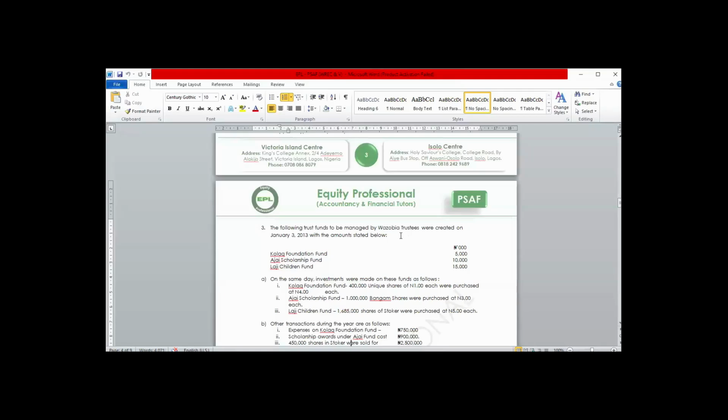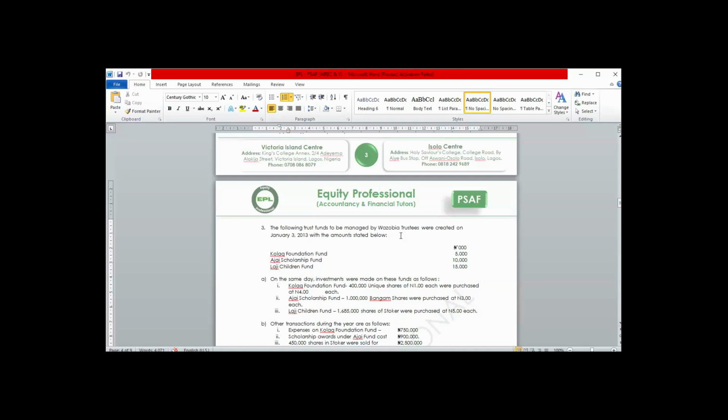Yes, sir. Now, let's review it. The following trust funds to be managed by Wazobia Trustee were created on January 3rd, 2013 with the amounts stated below. We are giving Kola Foundation 5 million, Ajayi Scholarship Foundation 10 million, Laji Children Fund 15 million.